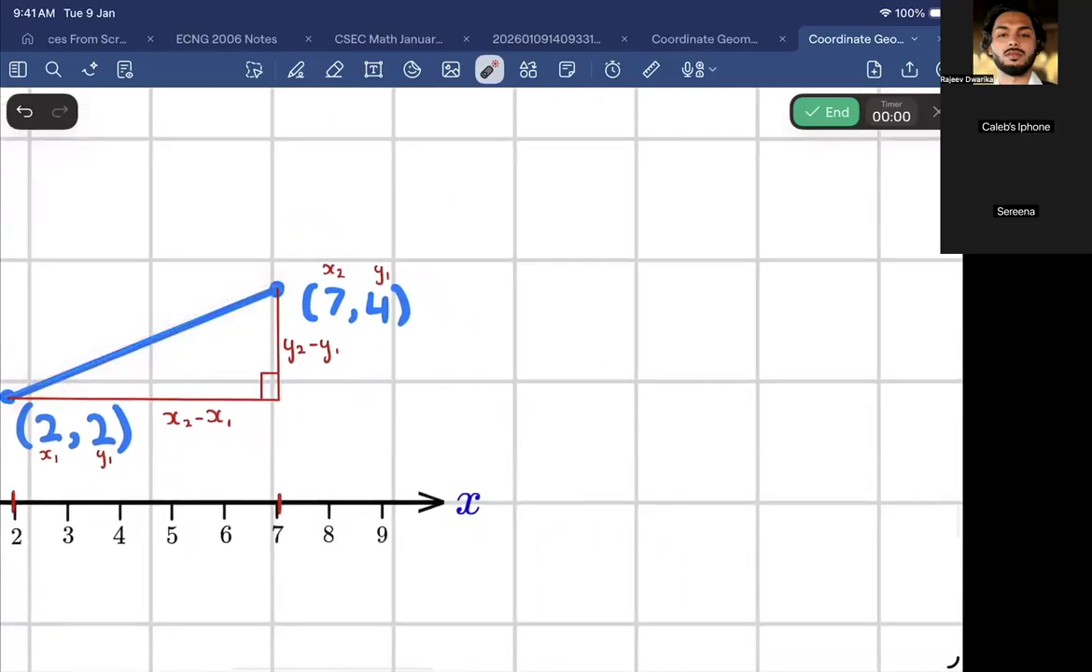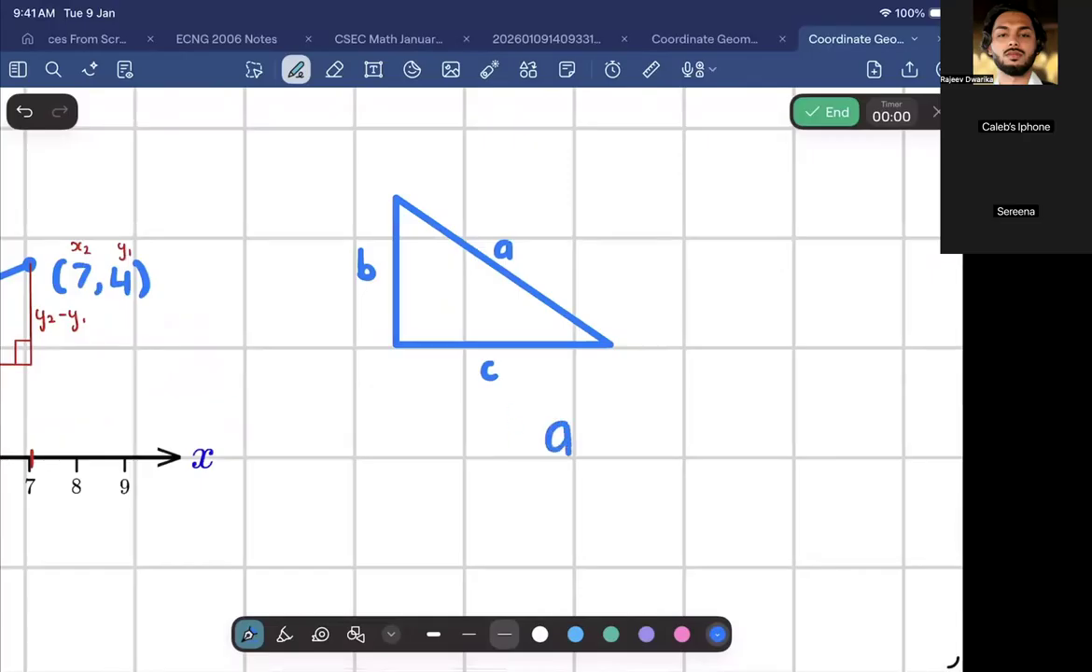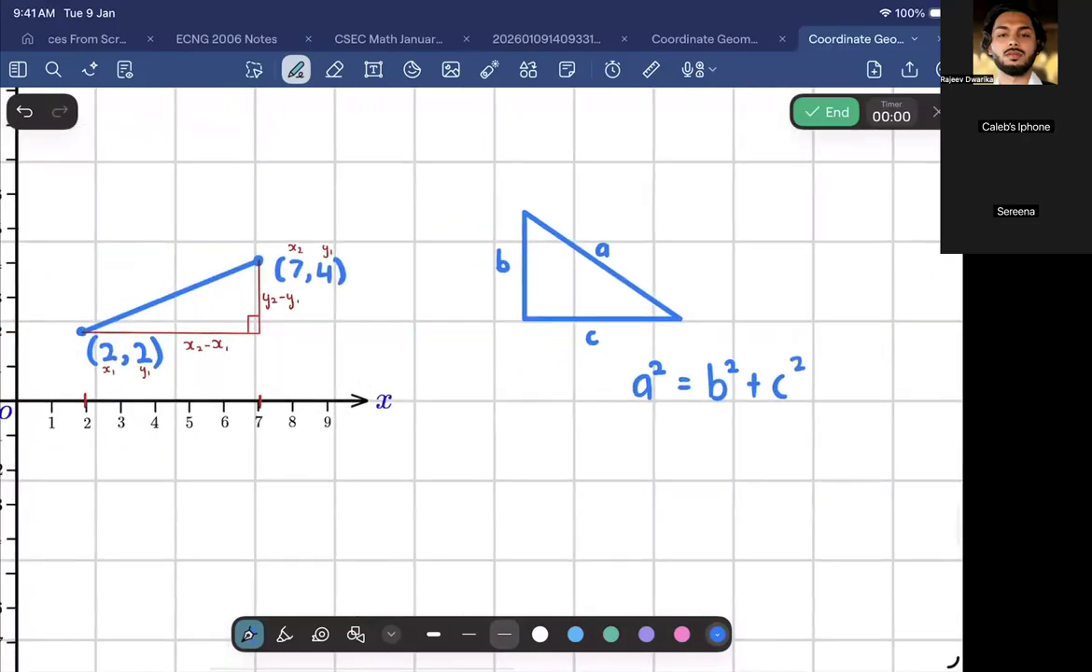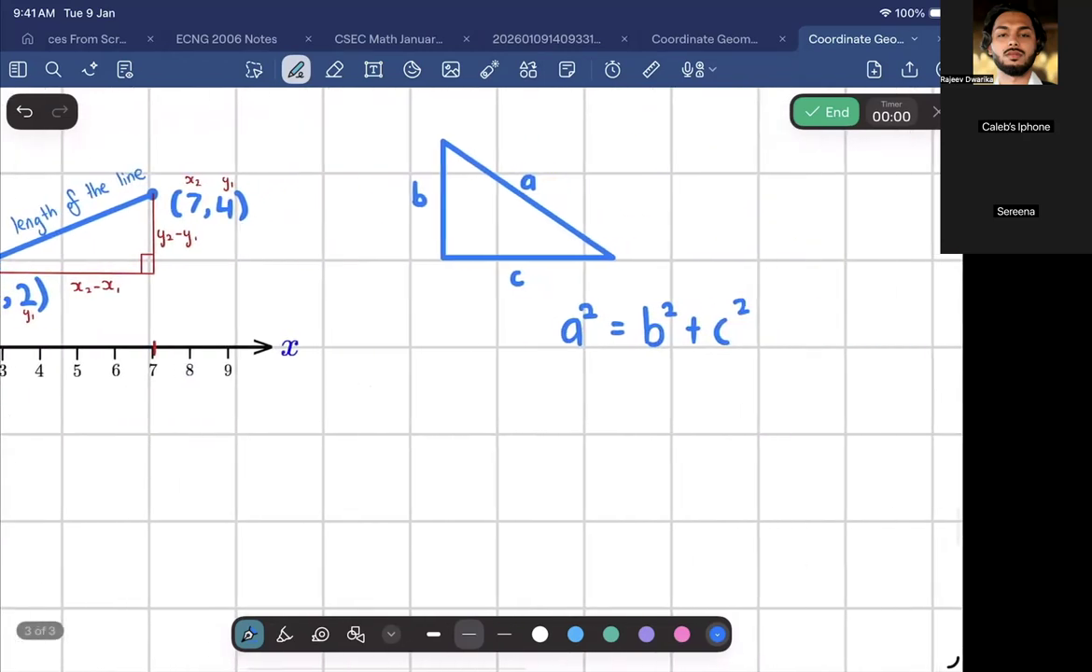Right. So recall Pythagoras' theorem. This is what Pythagoras' theorem says. You could call this A, you could call this B, and you could call this C. Pythagoras' theorem says that the hypotenuse squared is equal to the sum of the other two sides squared. So A squared is equal to B squared plus C squared. So Caleb, if you apply that same concept over here, let me just call this thing over here the length of the line. So this over here is the length of the line.